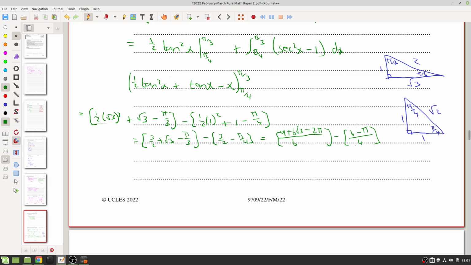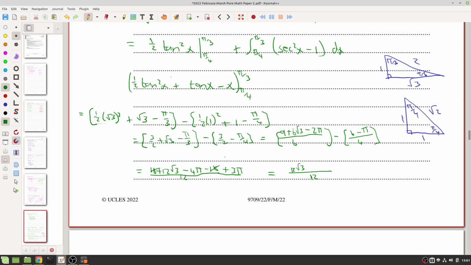So now we can get a common denominator for both of those again. That's going to be a common denominator of 12, the smallest one at least. So times this by 2, that gives us 18 plus 12 root 3 minus 4 pi. And then minus 6 times 3 is 18, and then plus pi times 3 is 3 pi. So we're almost there. Common denominator is 12. Simplify. Okay, 18 minus 18 is nothing. 12 root 3.